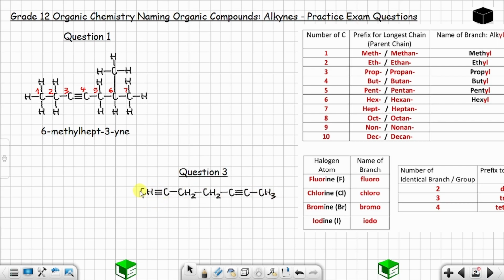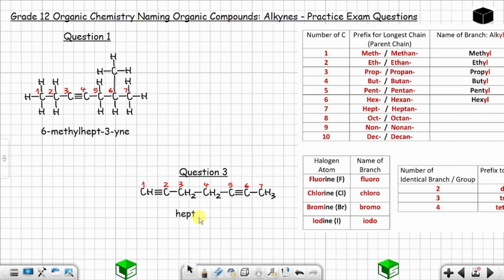So this will be carbon number 1, 2, 3, 4, 5, 6, 7. Now let's name this organic compound. You don't have any branch. You just have a parent chain made up of 7 carbon atoms. When we have a parent chain made up of 7 carbon atoms, you are going to use the prefix hept. So it will be hept.